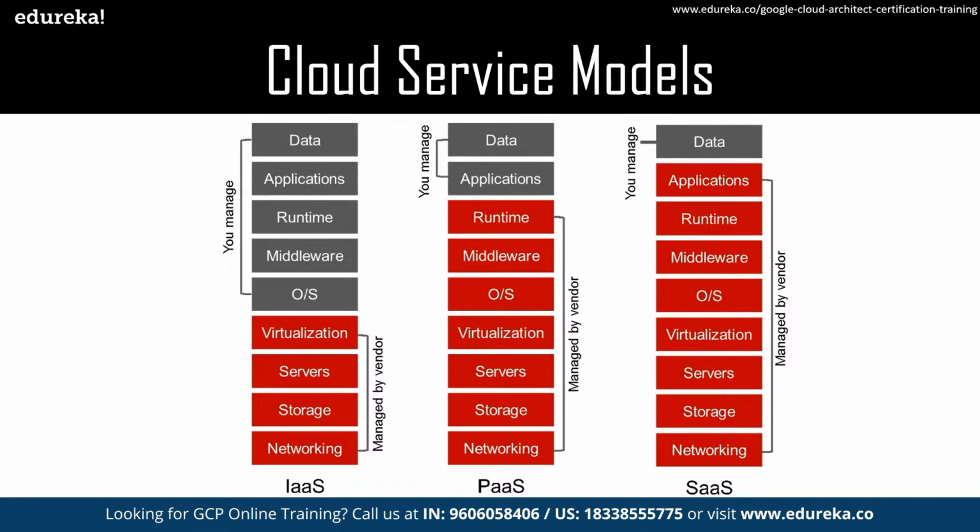Similarly, the other approach that you see here is PaaS, or platform as a service. By the name, it is clear by now that here the entire platform is provided to you. The basic 4 pointers that we covered, networking, storage, servers, and virtualization, are taken care of as in infrastructure as a service. But the vendor also manages the operating system, your middleware, and your runtime. What you only manage here is the data and applications.